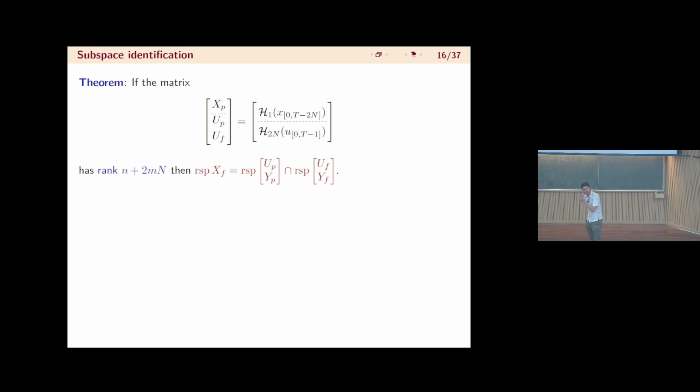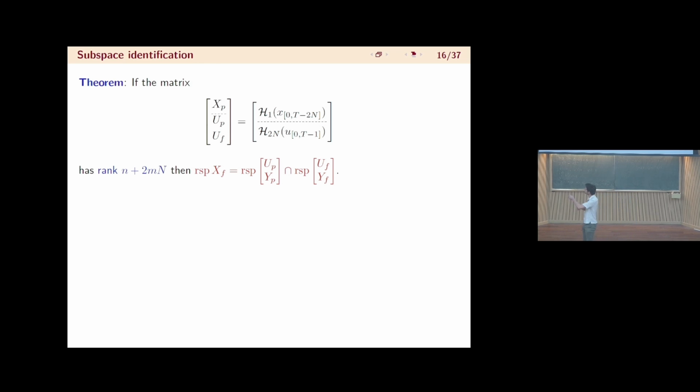Then the main theorem of subspace identification tells you the following. Let's assume that the matrix XP, UP, UF has full row rank. Namely rank little n plus 2mn. Right, because we have the n states here, and then 2n rows of inputs, so that adds 2mn to the rank. So this matrix is assumed to have full row rank.